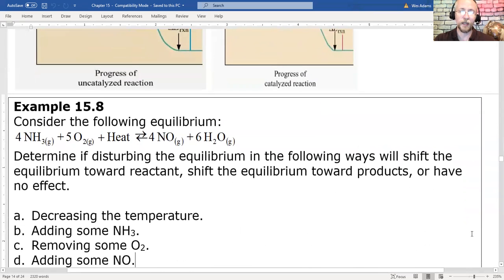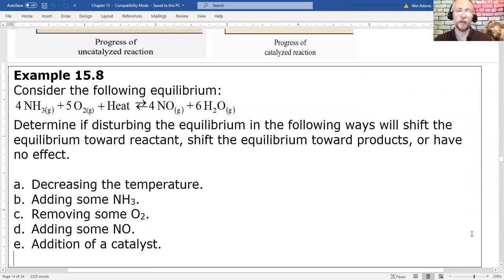And so if we look at, for instance, example 15.8, we've got 4 NH3 reacting with 5 O2 plus heat in equilibrium with 4 NO and 6 H2O in the gas phase. Disturbing the equilibrium in the following ways, does it favor reactants, products, or would it have no effect? So if I decrease the temperature, it would be like removing that heat on the reactant side. And so it would shift towards reactants.